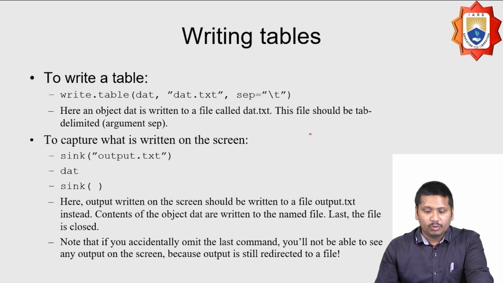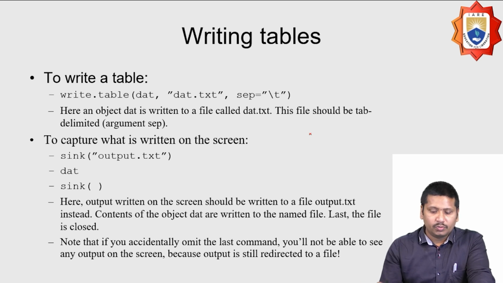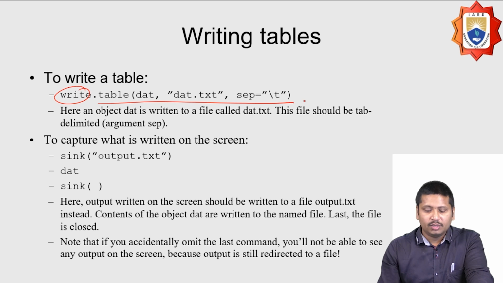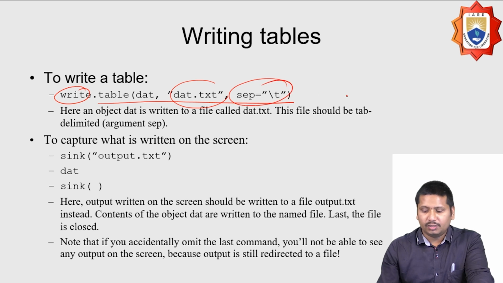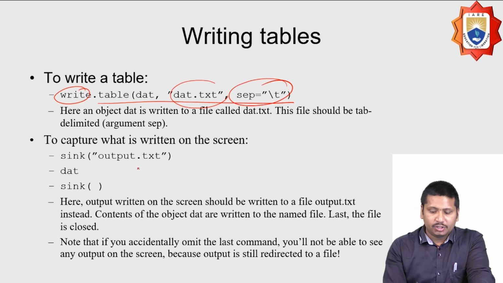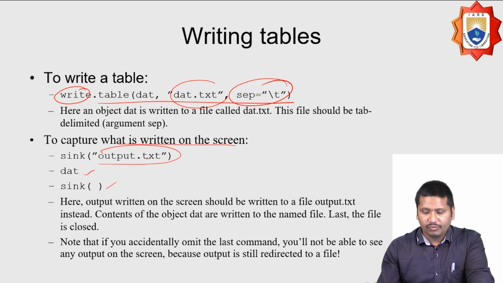And then next one, writing tables. In order to write the tables, we're going to use write dot table of this data frame and the file data dot txt, with the separator. So here the object is written to a file called data.txt, and this file is tab delimited. And in order to capture what is written on screen, we use the sink function, something like sink output.txt. The sink means the output written on the screen is written to the file output, and then the contents of objects are going to be written to the named file.